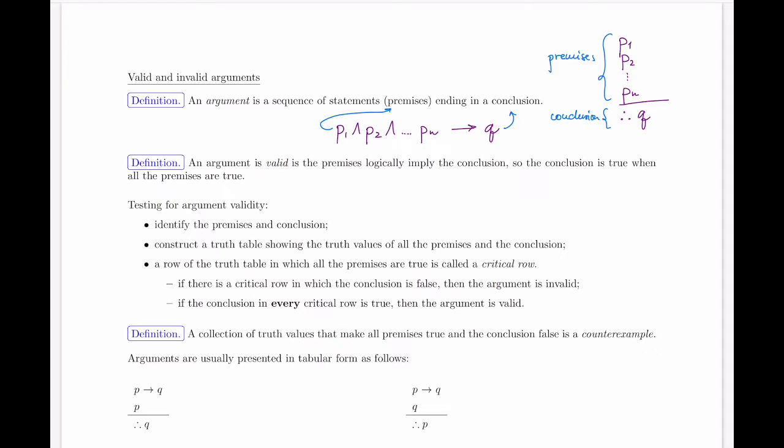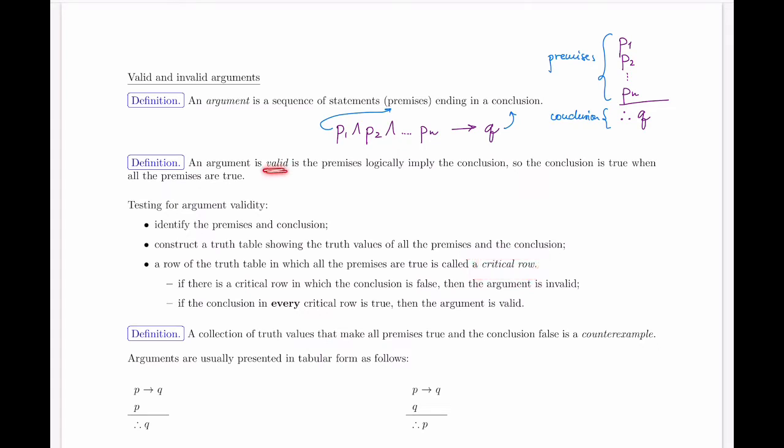If you are presented with an argument, there are ways to test its validity. First of all, we need to figure out what are the premises and what is the conclusion, so we can talk about those parts separately. We can construct a truth table to show that the premises are all true when the conclusion is true. And then we need to deal with the case when that might not in fact happen. So for that, we need a definition. A row in a truth table where all the premises are true is called a critical row.